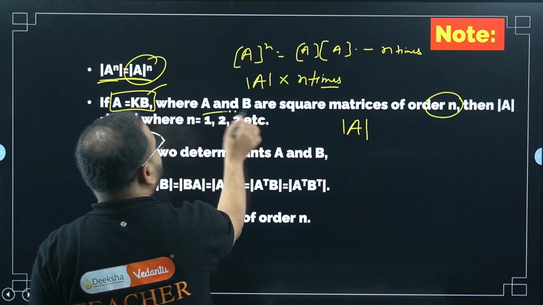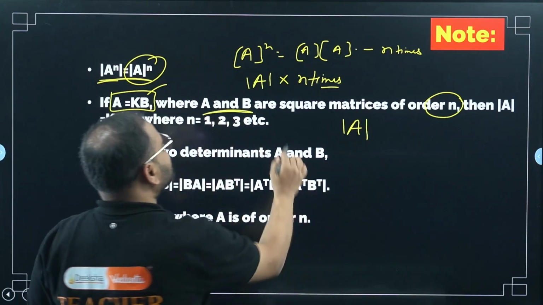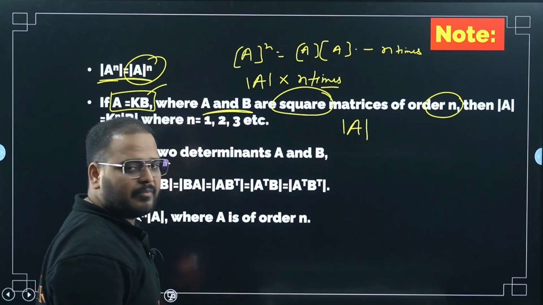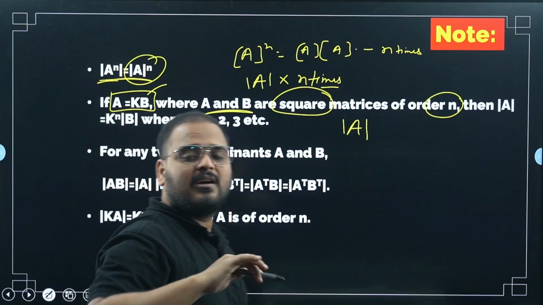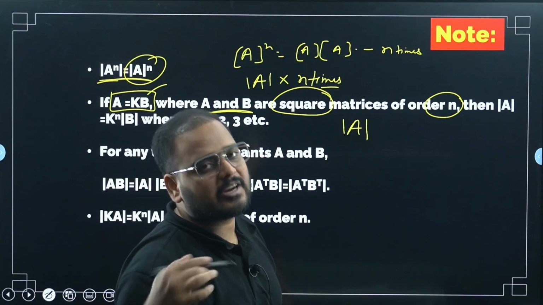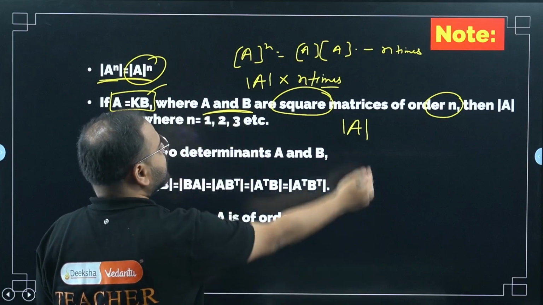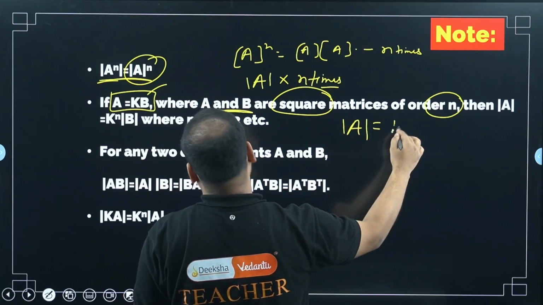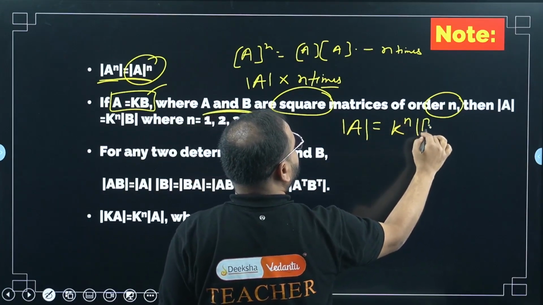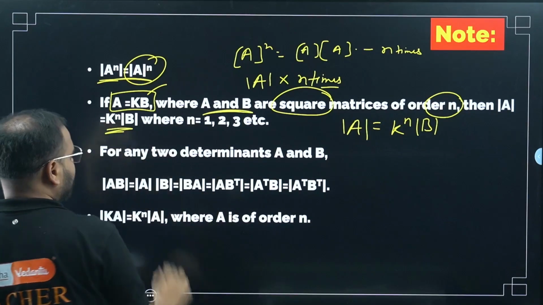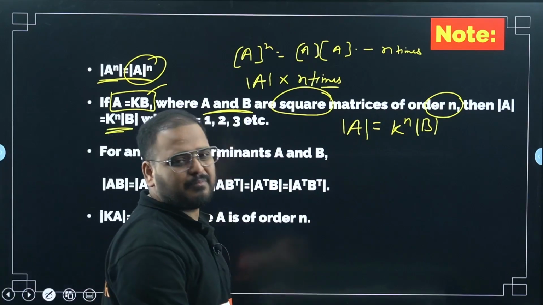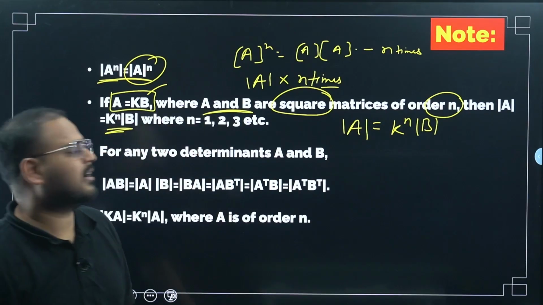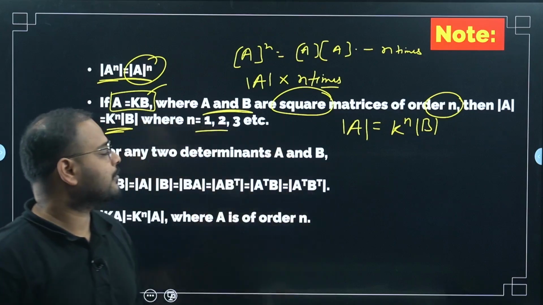Both A and B are of the same order. They are square matrices of order n, because determinant will not exist for any rectangular matrix. It has to be a square matrix. So for the same order, I can write this as K power n times determinant of B. Where n is any number. The order can be 1, 2, 3, 4 like that.